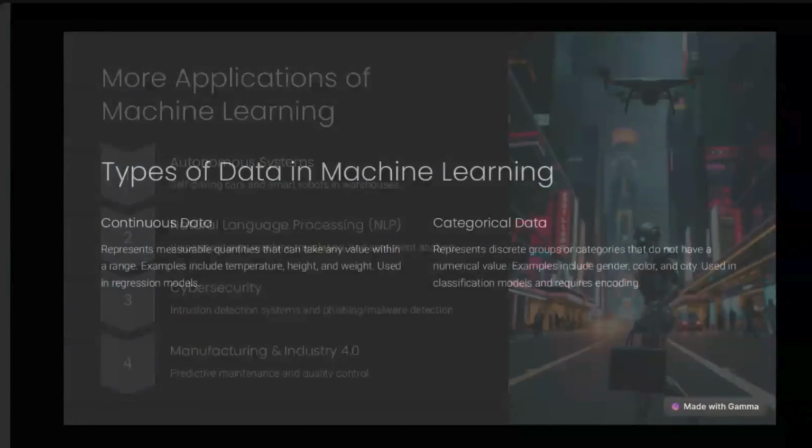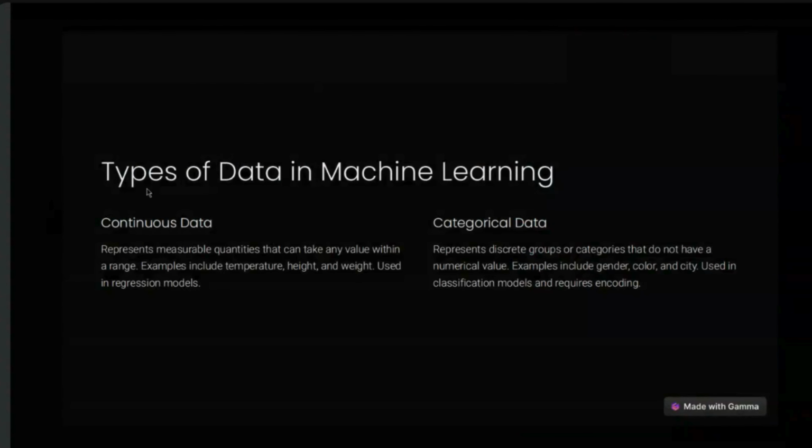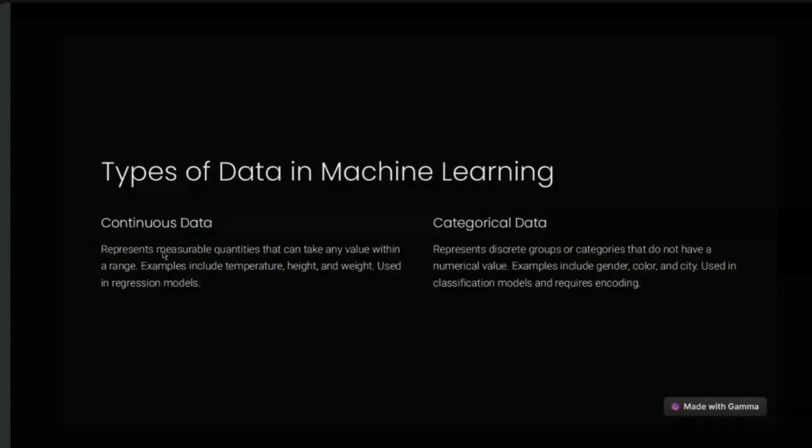Okay, so types of data in machine learning. There are two types of data in machine learning. The first one is continuous data and the second is categorical data. In continuous data, it is represented as measurable quantities that can take any value within a range. Okay, so give me 1 minute.